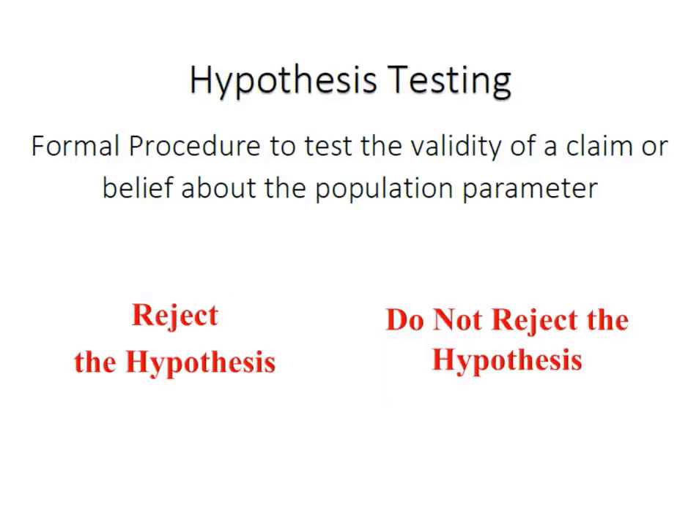And so what we do is we undertake this process of hypothesis testing. And this is simply a formal procedure to test the validity of the claim or the belief about the value of that population parameter. And when we're done with our testing, we're going to draw one of two conclusions. Either our data was sufficiently strong to reject the hypothesis, or our data presented insufficient evidence, and therefore we will fail or do not reject the hypothesis.